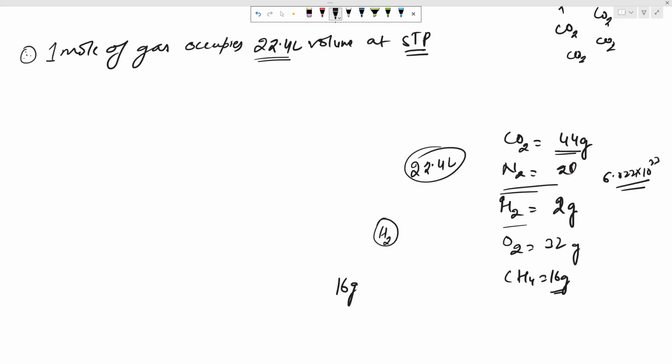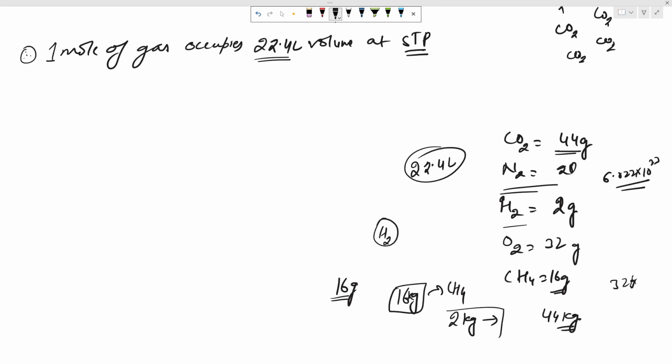If 16 kg of methane gas, CH4, fits in a cylinder, then in the same cylinder only 2 kg of hydrogen gas will fit. In the same cylinder, 44 kg of carbon dioxide can fit, and 32 kg of oxygen can fit.